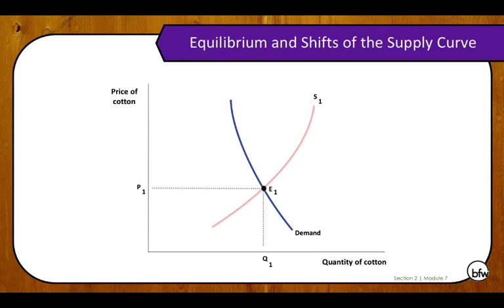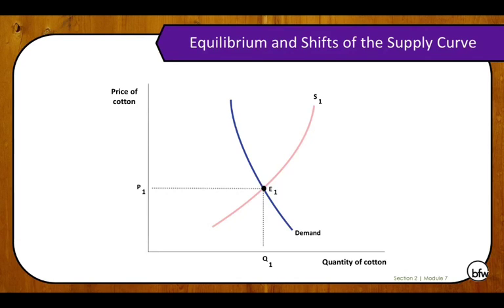Okay, so now what happens when the supply curve shifts? Now, notice that when we say that supply has increased, it has increased horizontally. More supply equals more quantity. It does not increase vertically along the y-axis. It increases horizontally along the x-axis.